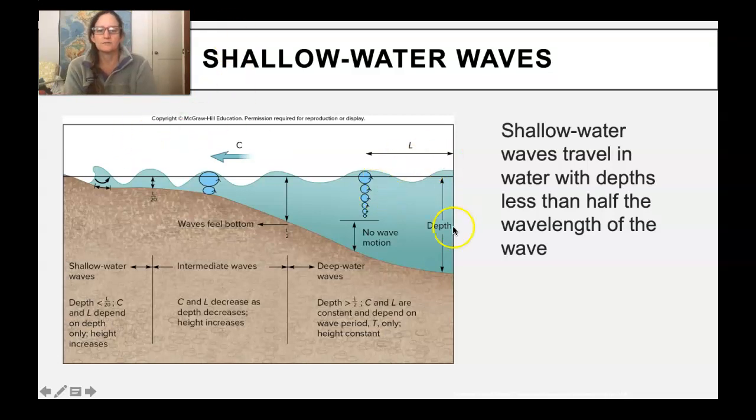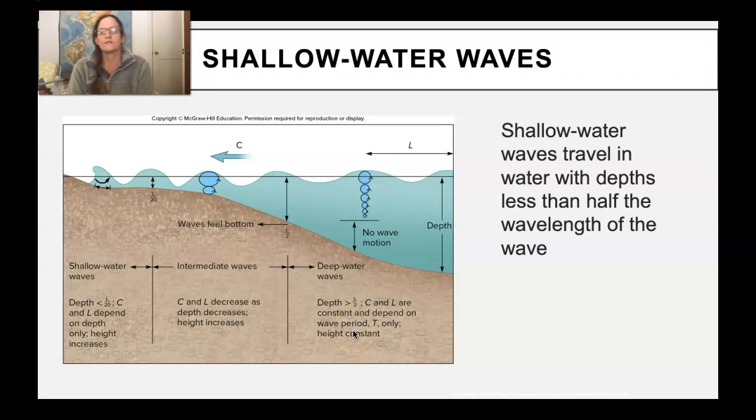So deep water waves, which we just went over, are out here. This is where the depth is greater than the wavelength divided by 2. The speed and the wavelength are constant and depend on the wave period, and the height is constant, just coming into the shore.